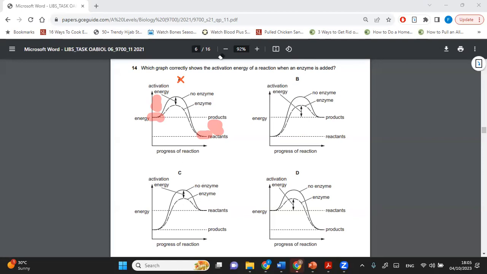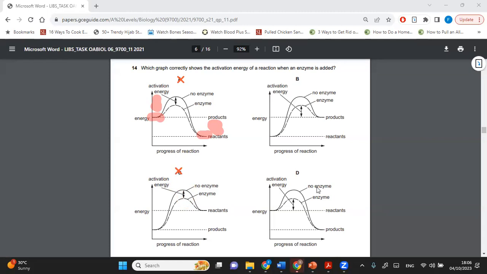In option C, again, our products are at the bottom and reactants are on the other side. Also, quite incorrectly, their activation energy is not labeled correctly at all. This is not the activation energy. This is not what activation energy is. So option C is most definitely not correct.